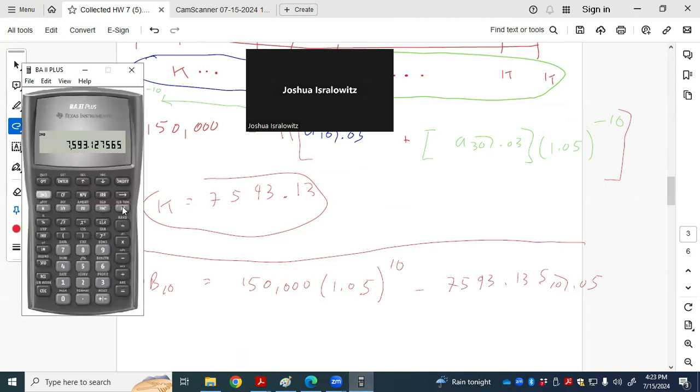All right, so let's get this first. This payment, 10N, 5 interest, future value. It's already a minus sign, so it's good. Plus 150,000 times 1.05 to the 10th. That's 148,828.65.